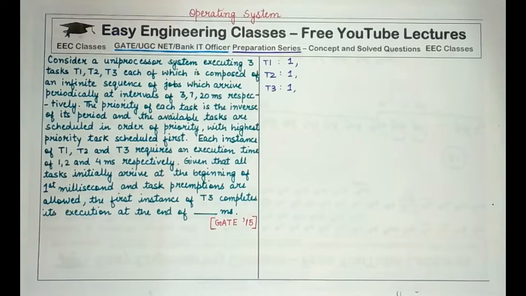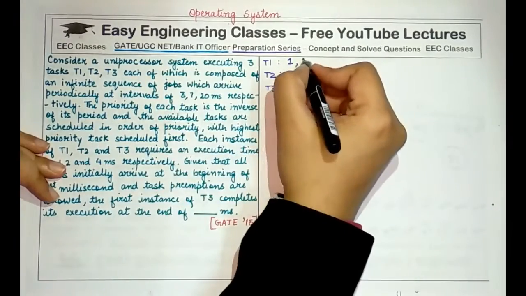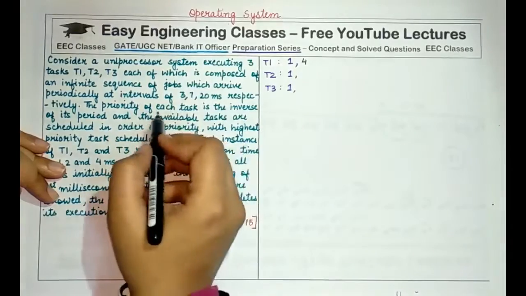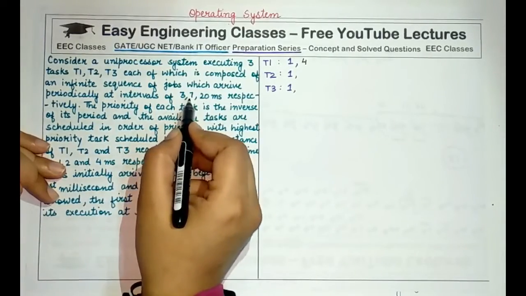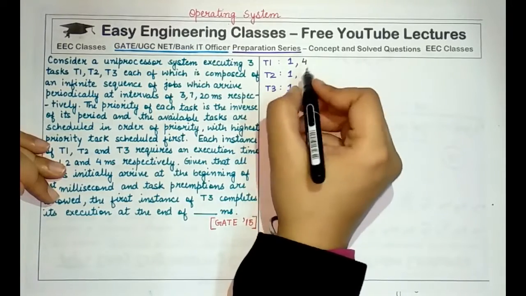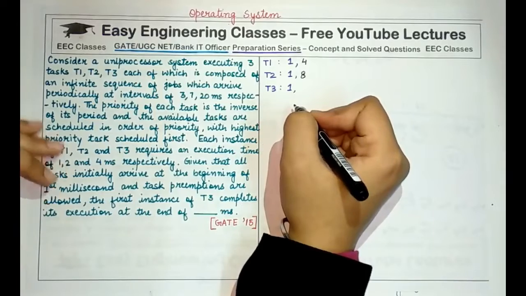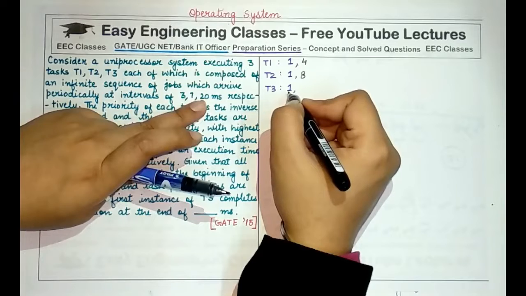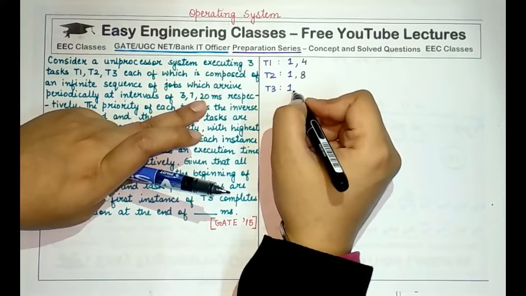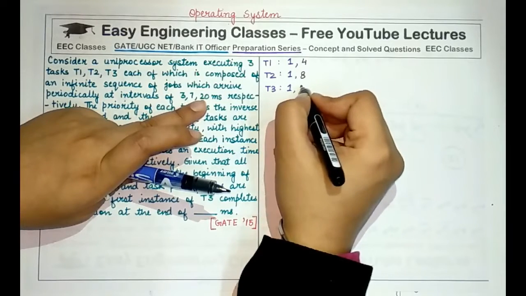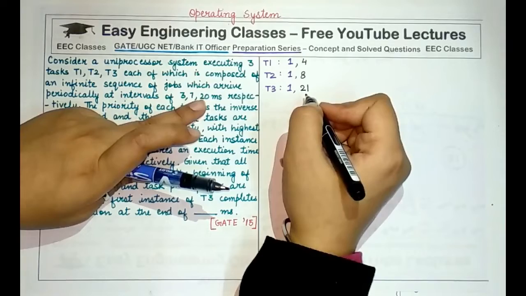The T1 task arrives after 3 milliseconds. So 1 plus 3, 4 millisecond. The next instance of T1 will arrive at 4 millisecond. Then T2 arrives after 7 milliseconds. So the second instance of T2 would arrive at 8 millisecond, and T3 will arrive at 20 millisecond plus 1 millisecond. That means the second instance would arrive 20 milliseconds later than the first instance, and so this will arrive at 21 millisecond.